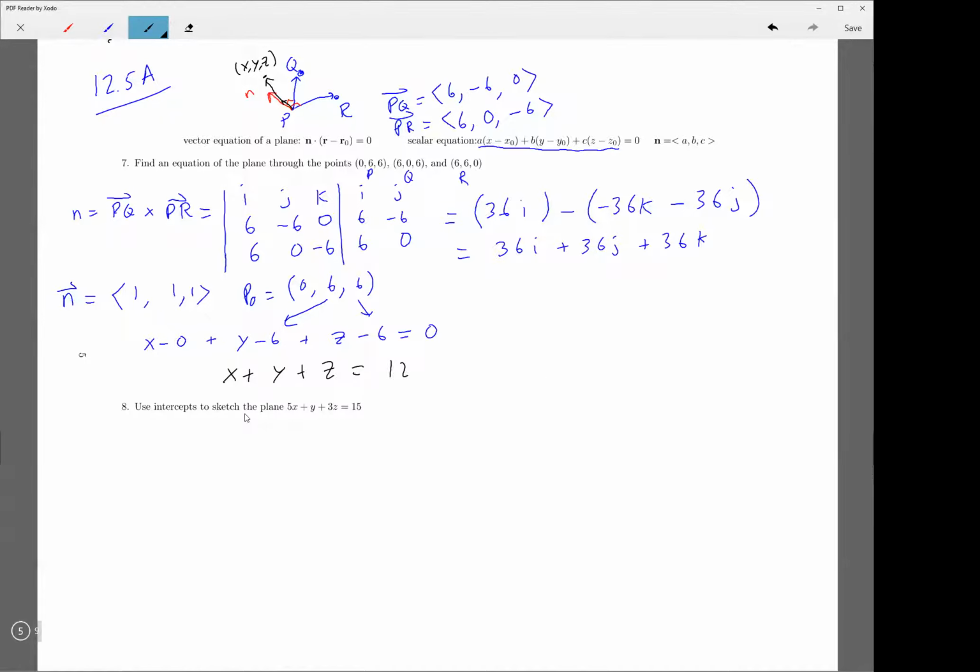Okay. So, to get the vector n, it's just 1, 1, 1. Did you just divide everything by 36 because it's all 36's? Yeah, I divided everything by 36. Okay. All right. Sounds good. It just makes things easier.